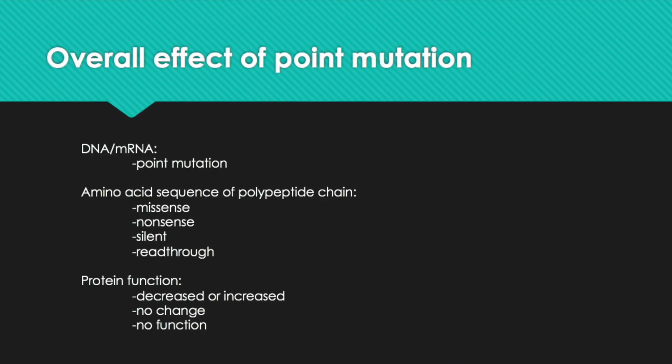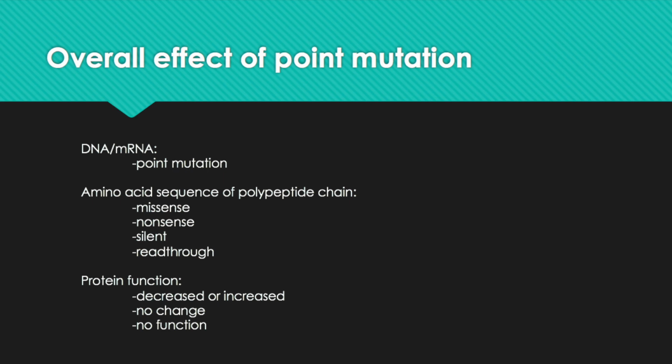Now let's put all the pieces together and analyze the overall effect of point mutations. On the DNA/mRNA level is the point mutation, where one nucleotide is changed. On the amino acid level, the effects we talked about. And now the protein level. A protein's function may increase, decrease, not change, or not function at all.